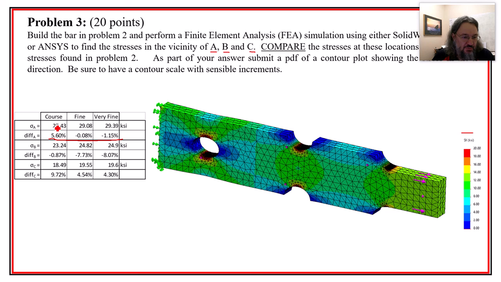For this part A, I got like 5.6% difference, pretty close. I got really close with my second one, and my third one actually got worse than the second one. So that's kind of an interesting thing. One thing that I'm doing, though, is taking the average across the thickness as opposed to just taking a maximum. That was just a choice that I made.